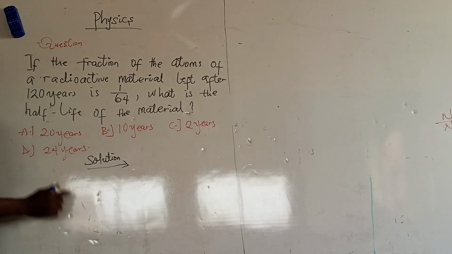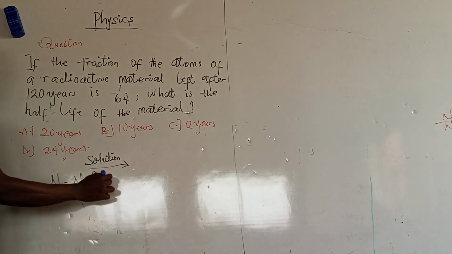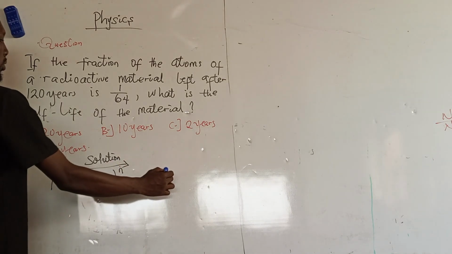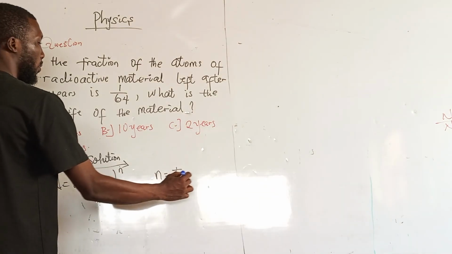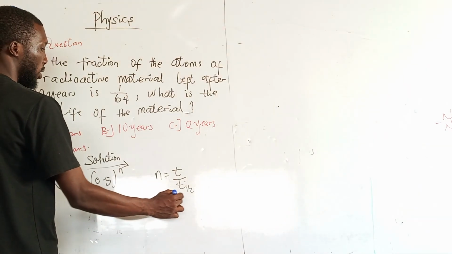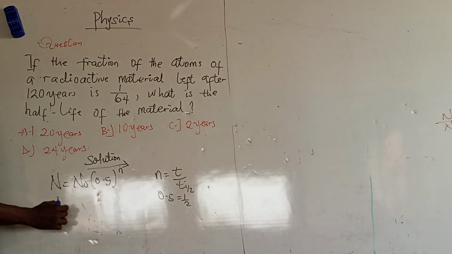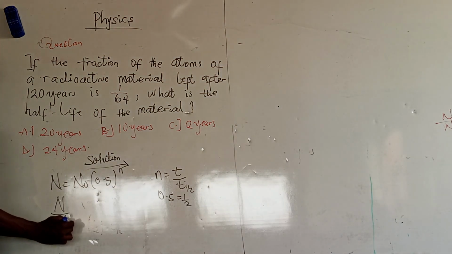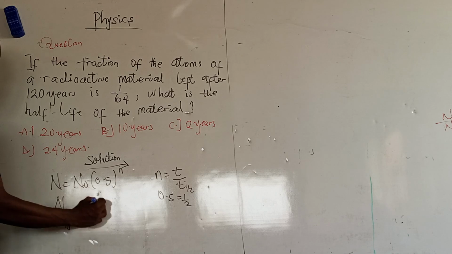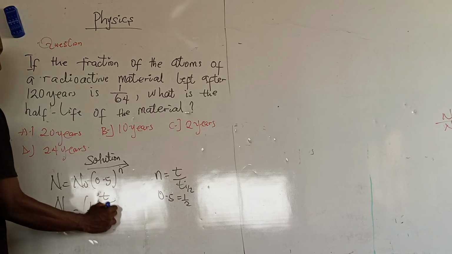If you recall, N is equal to N naught times 0.5 to the power of n, where our n stands for the number of possible lifetimes, given by t over t half. And don't forget that you can write 0.5 as 1 by 2. So if we divide both sides by N naught, you're going to have N by N naught equal to 1 over 2 to the power of, instead of n, I'm going to use t over t half.